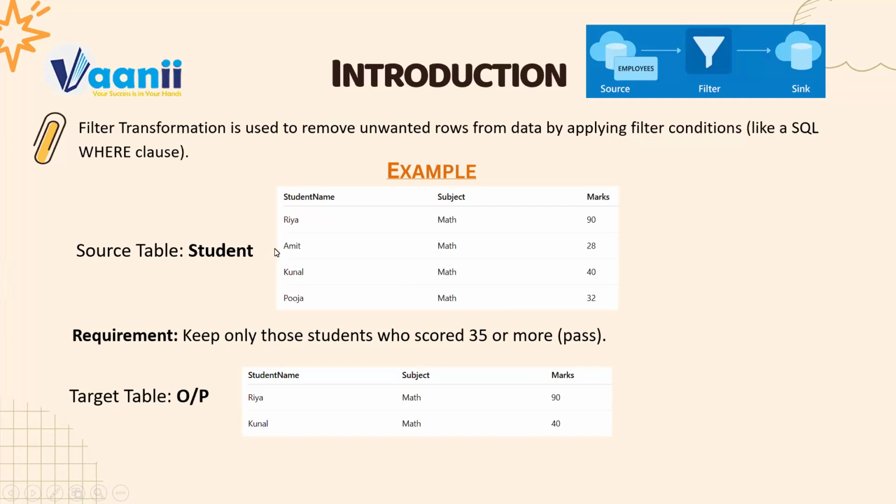Here you can see Amit scored 28 marks and Pooja scored 32, which is below 35, so we have to remove them. So we have to write one filter condition, and after that it will remove those rows and provide us the data of the remaining students. So let's do one practical example of filter transformation in ADF.